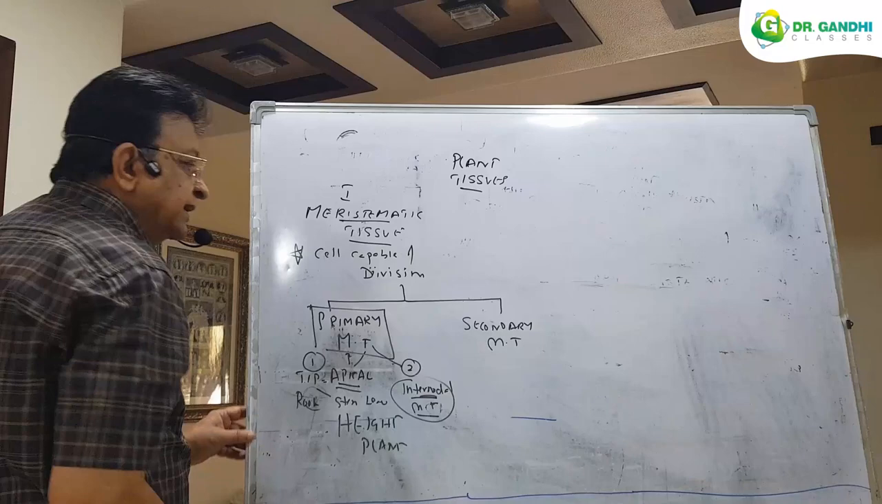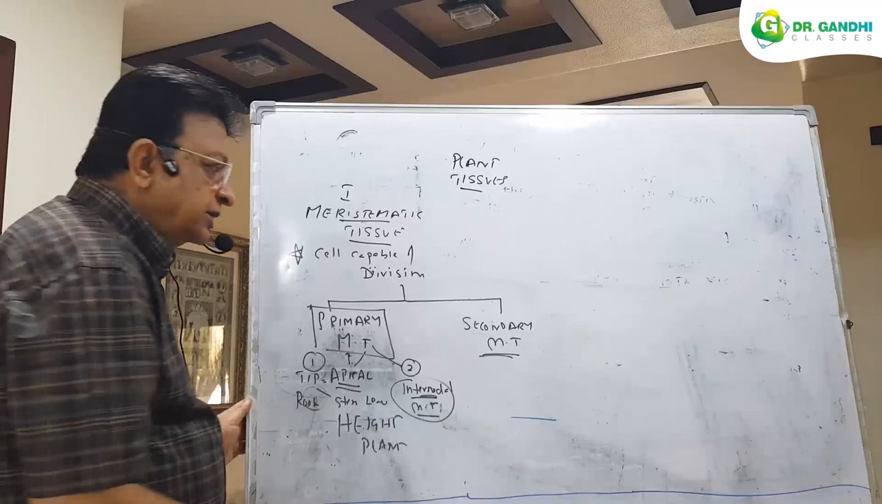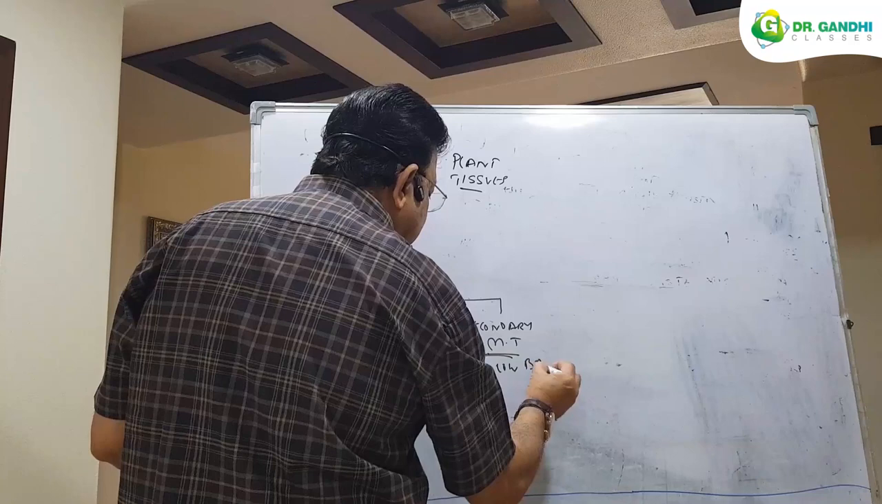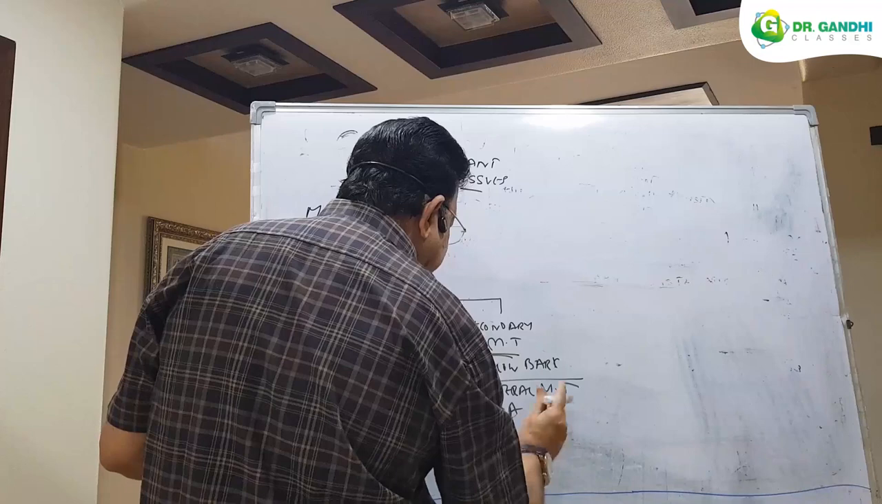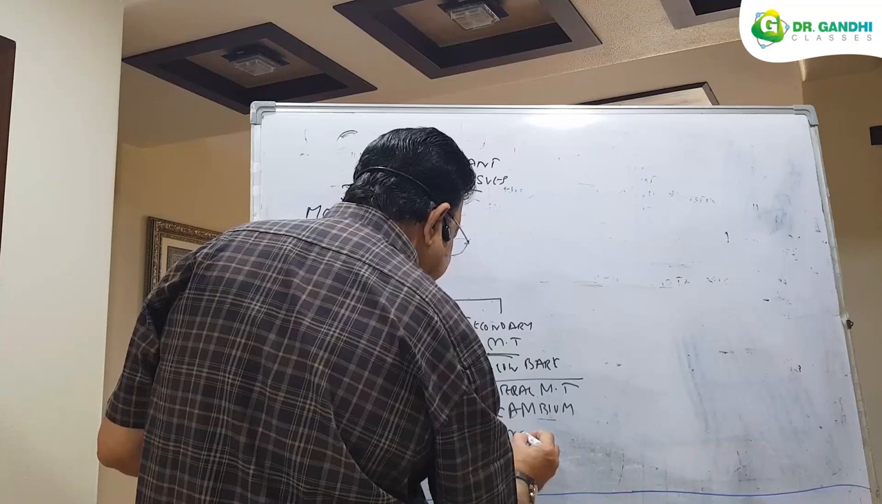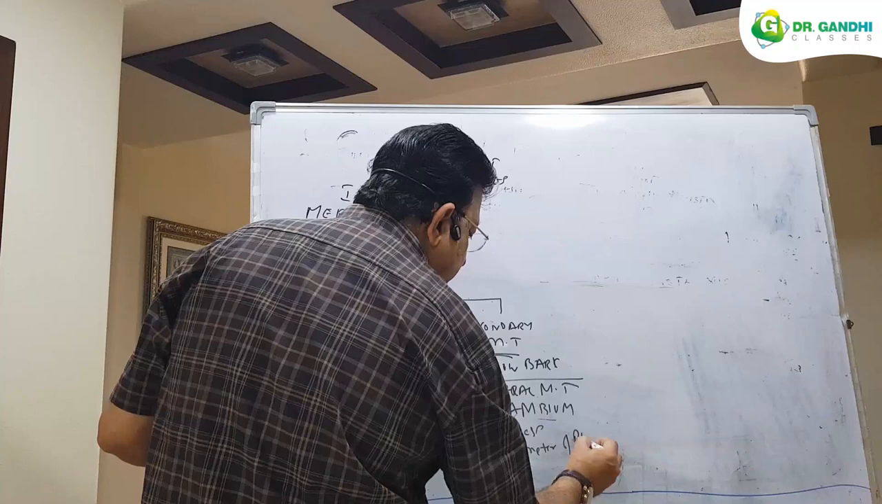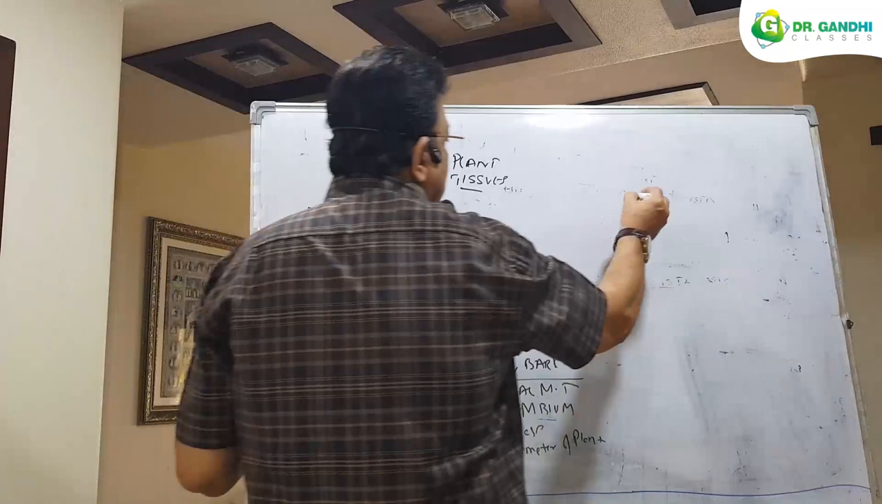Secondary meristematic tissue: as the plant increases in height, so that the plant does not topple, you create a secondary meristematic tissue below the bark, and that is known as lateral meristematic tissue or cambium, whose main function is to increase the diameter of the plant.